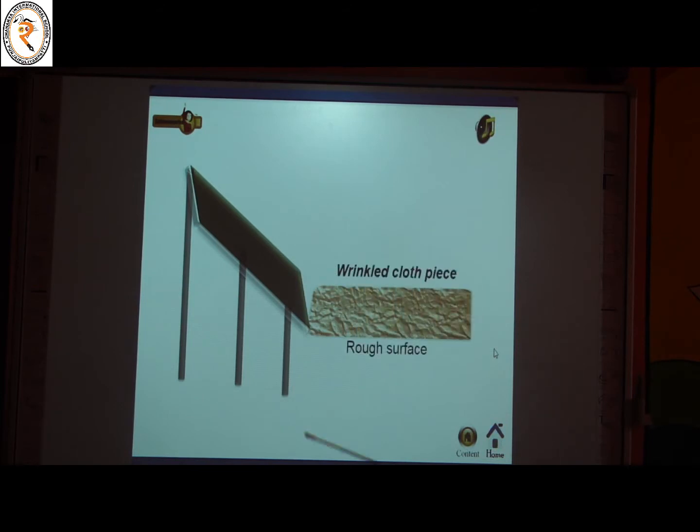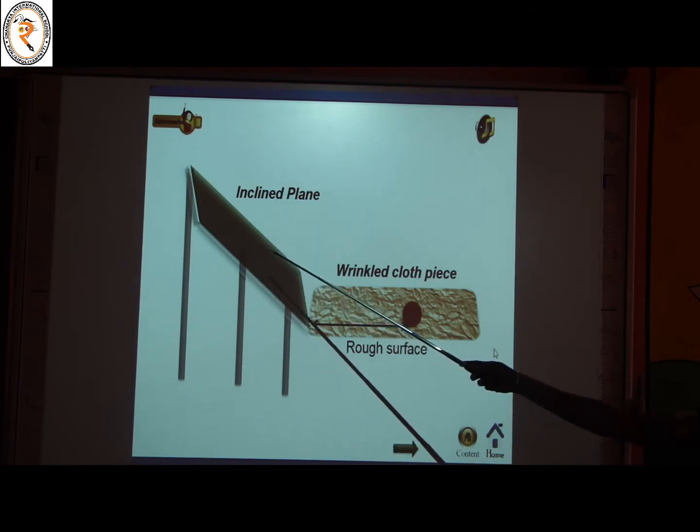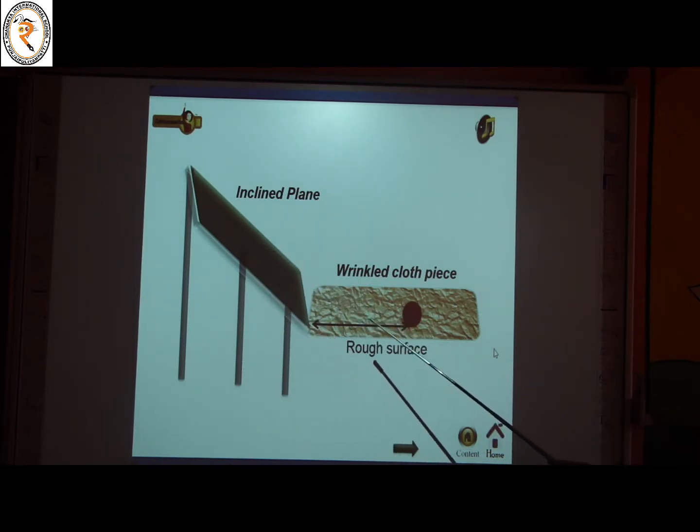See the next one. Here also it is an inclined plane, and here it is a wrinkled cloth piece. So it is a rough surface. What will happen when a ball moves on this inclined plane? After reaching the wrinkled cloth piece, the motion of the ball slows down. Why? Because it is a rough surface. So from this activity, it is clear that the frictional force is more on a rough surface and less on a smooth surface.